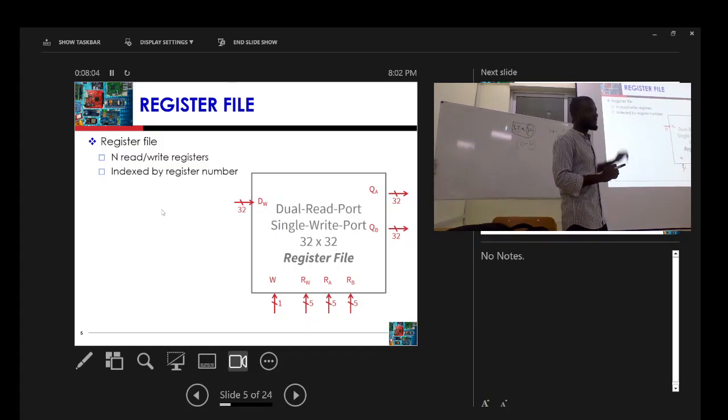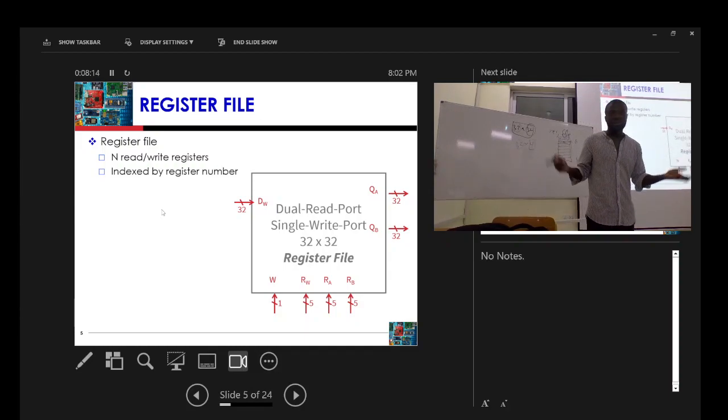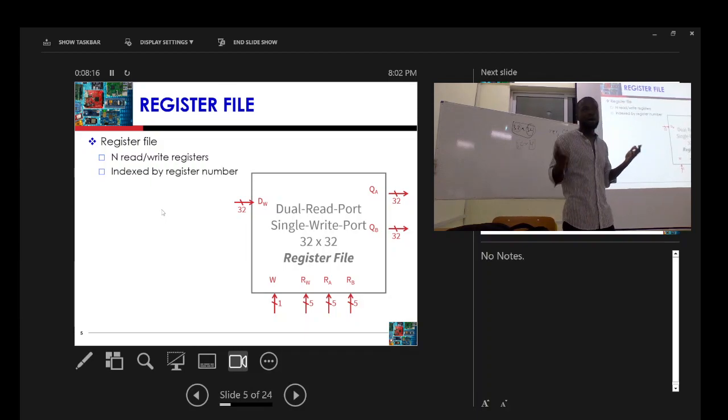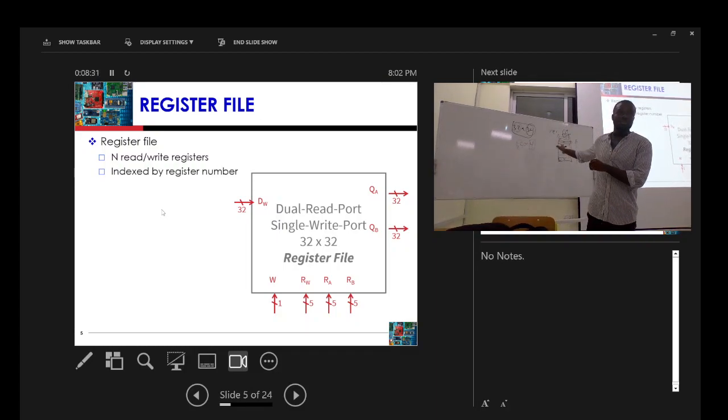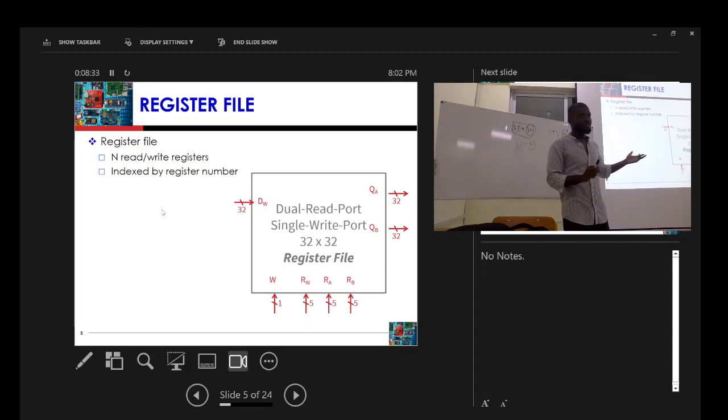32 of them. Now, I want to read this memory or to write to this memory. I have to give it an address. Very important, because we don't know where to read or write. So we need to give it an address and give it data. So let's say I'm about to write. So this register file, what do I do? I have to give it an address. Which register am I reading from, or am I writing to? Then I give it data, right?